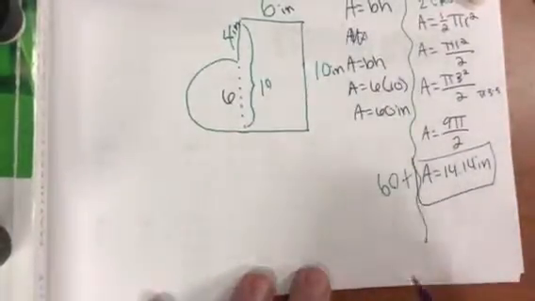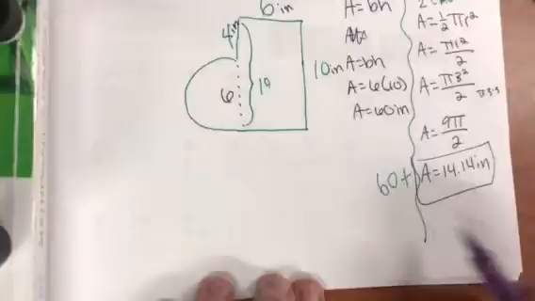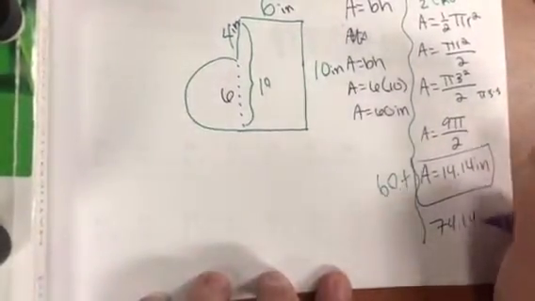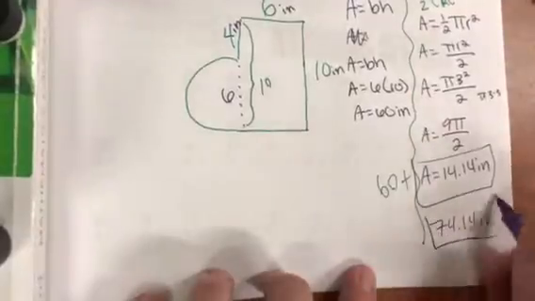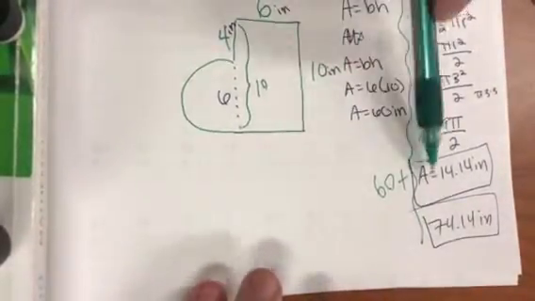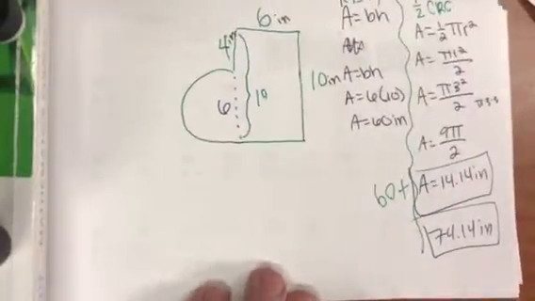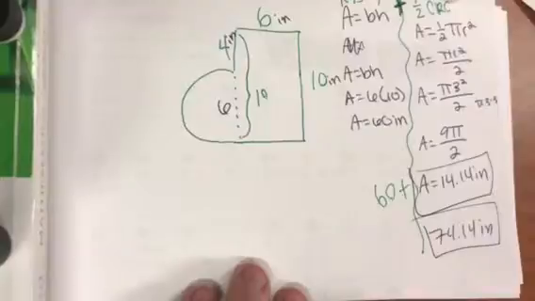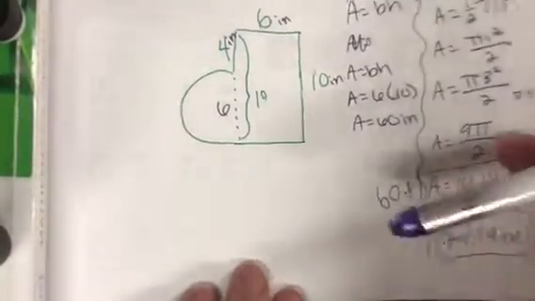So 60 plus 14.14 is 74.14 inches. Okay, that's my final answer. This is why I wanted to do it side by side like that: you do one side, then the other, and then you make sure that you find the sum. At the very beginning, we could have recognized that we're getting the area of the rectangle plus the area of a half circle. Anyway, moving on. Next one.